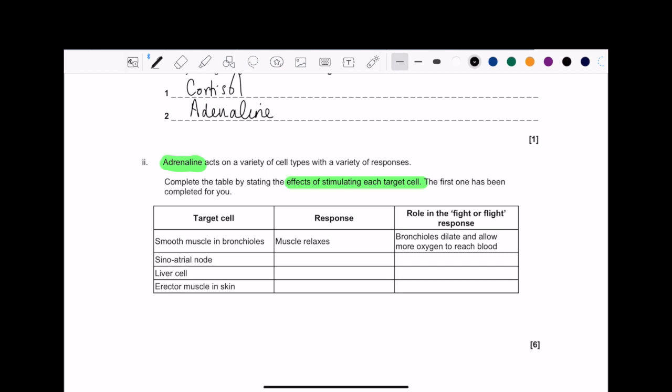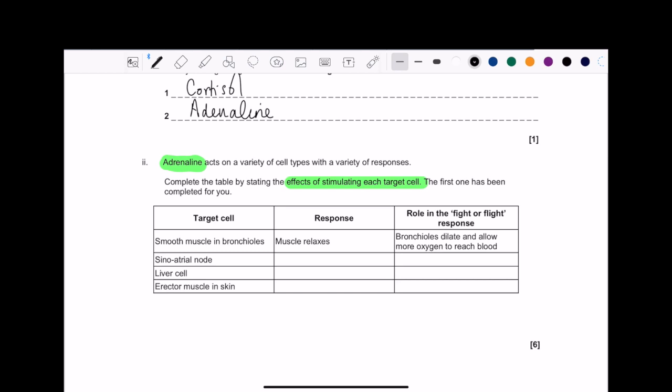Now the funny part is the role in the fight or flight response. When I first did this question back in year 13, I didn't get the answer to this because I never thought that this could be an answer. But essentially, have a go yourself. Just think in your head, what do you think the role would be? And if you do get this correct, then you know what? Pat on the back for you, because that's amazing.